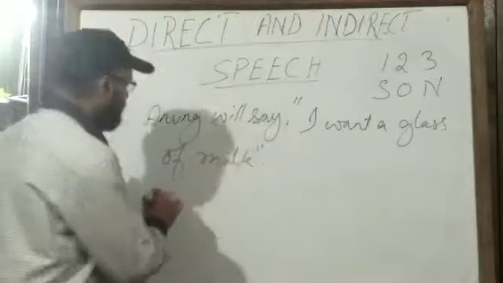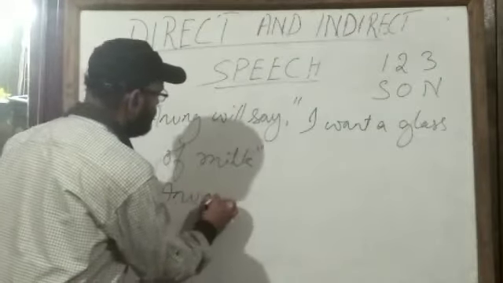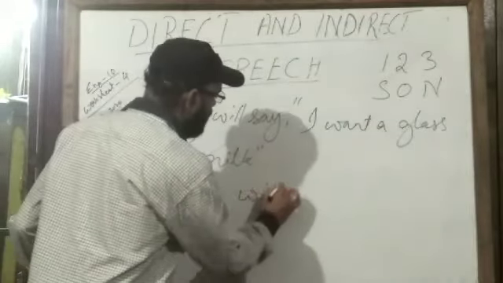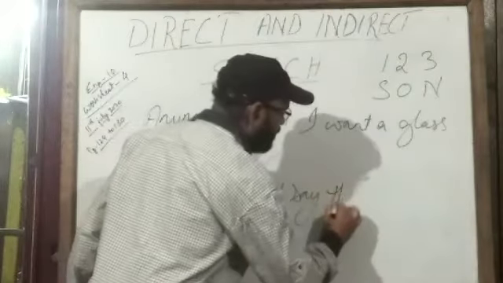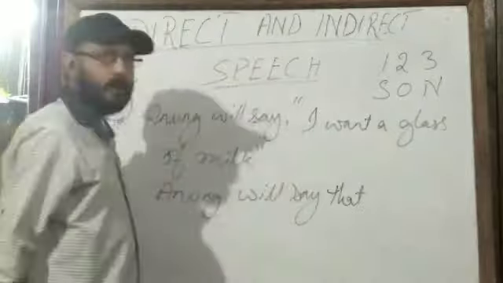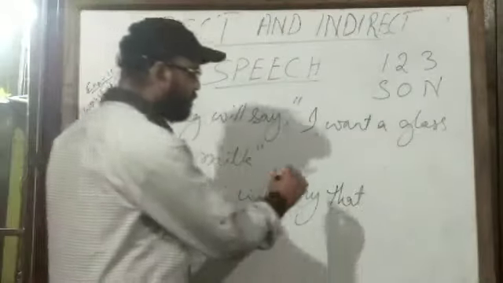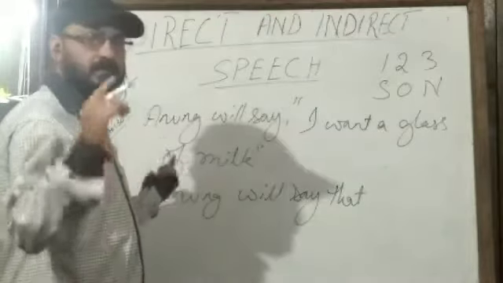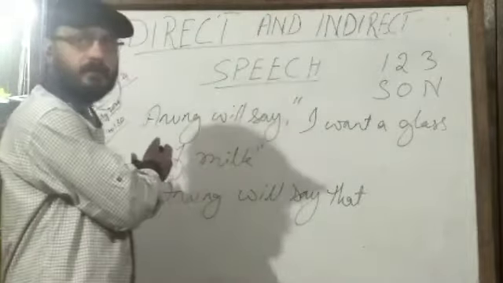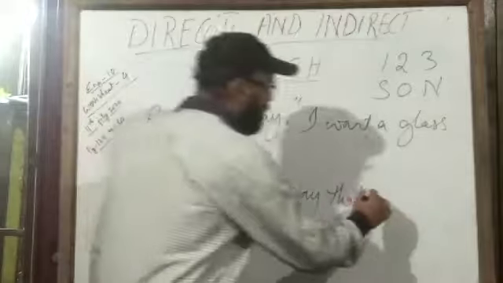So here you see, Anu will say that. You have to join with a relative pronoun that. Again, I is first person. First person changes to the subject of the reporting verb. Subject, we know it is the name of a boy, Anu. So it will be he.